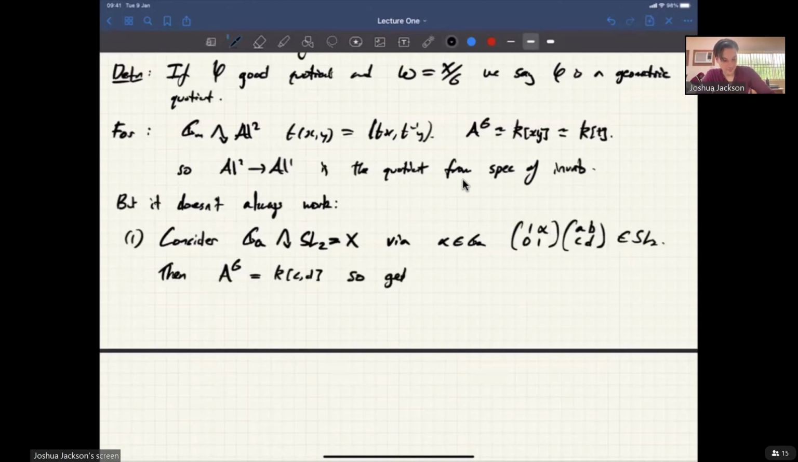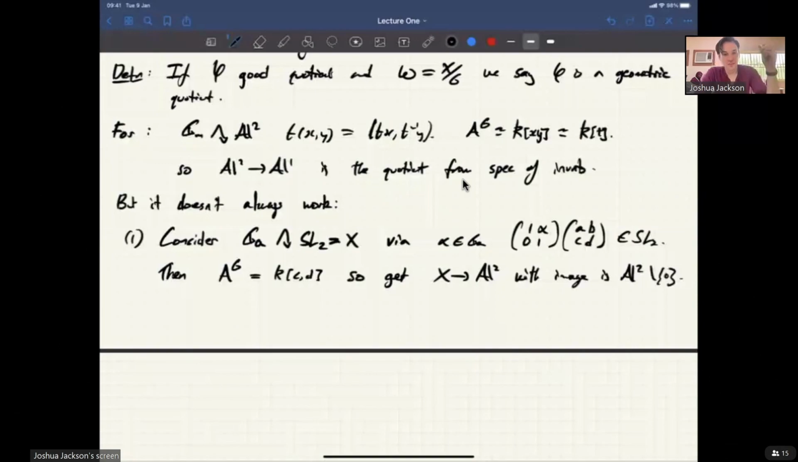So what you get is a map from X to A^2, but, and this is the crucial thing, the image of this map is A^2 minus the origin. Why is that? Well, you obviously can't have both C and D vanishing and the matrix be invertible. So if you're mapping out of SL_2, then one of them has to be non-zero. So you're not going to hit the origin. So why is this a problem? It's a problem because the map is not surjective. So it doesn't really deserve to be called a quotient if it's not surjective.